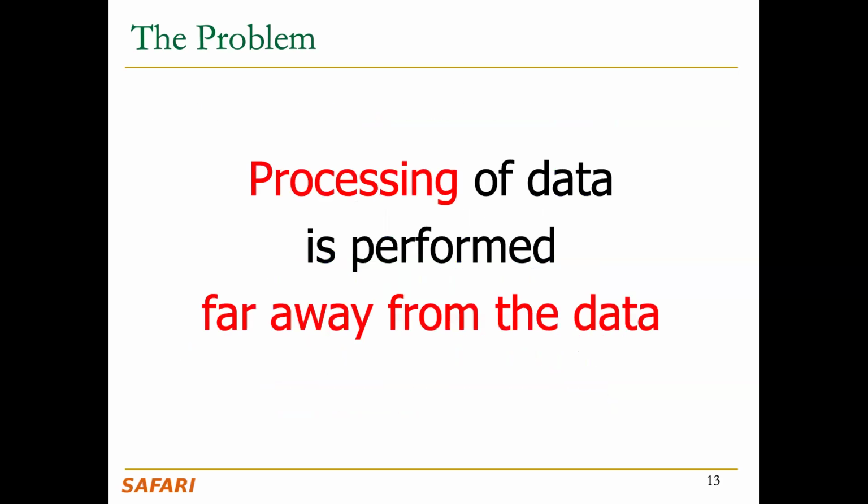So how do we get rid of this vicious cycle? I think all vicious cycles can be solved by identifying the real problem. And I think the real problem in this case is that we're processing data far away from where the data is generated or stored. And this talk is all about this, basically.